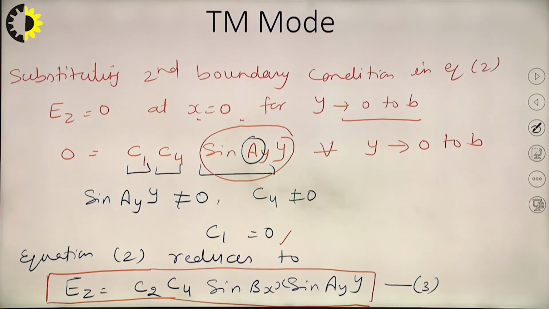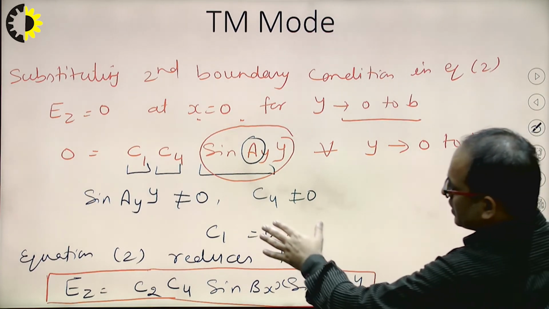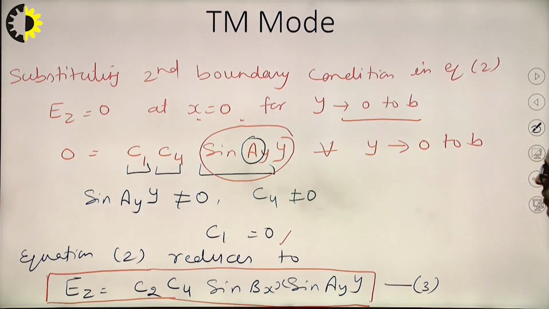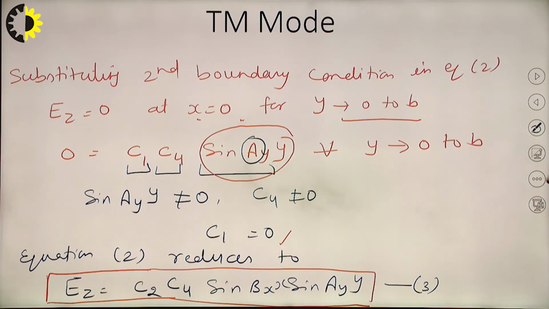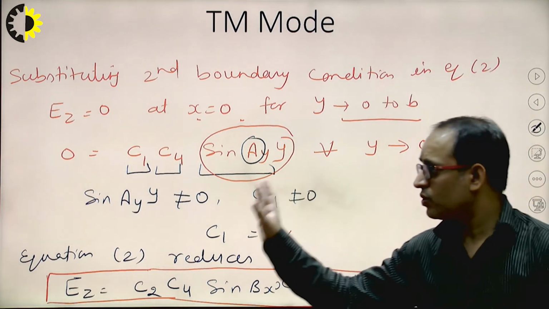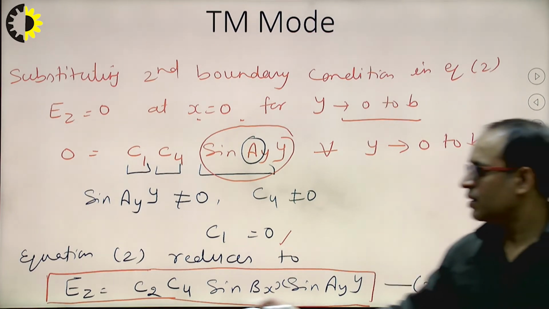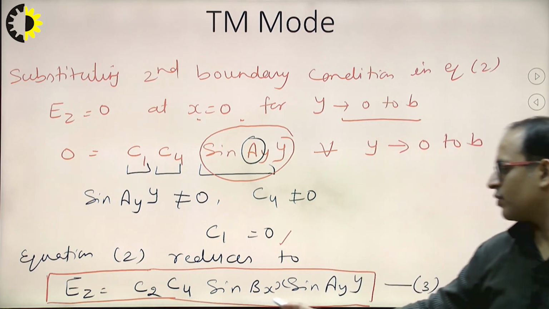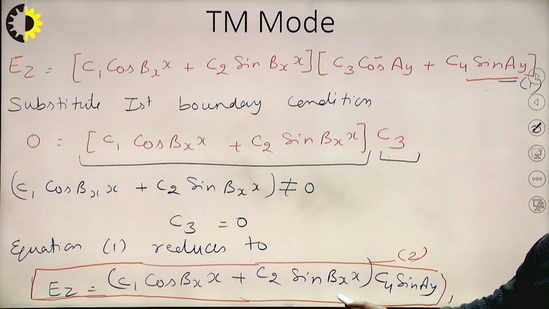Clear? Why can I say that c4 cannot be equal to 0? That is all due to the second boundary equation. Clear? So therefore Ez comes out to be c2 into c4 sine of bx into x into sine of ay into y.